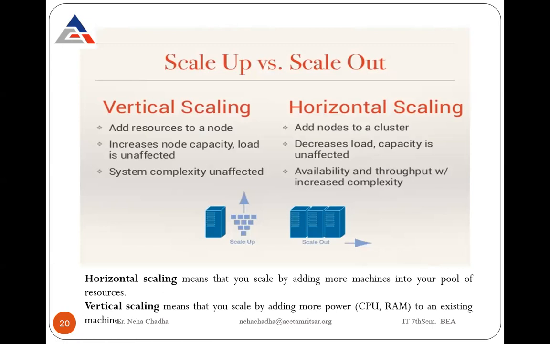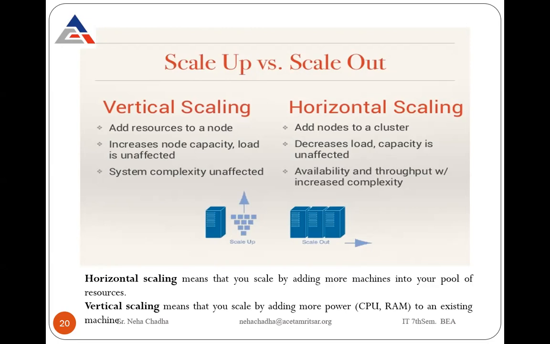Horizontal scaling is adding nodes to a cluster. That means the same type of approach is present, but you are adding more systems with the same configuration. One approach is vertical scaling: you are enhancing and adding more configuration in a single system, but in horizontal scaling, you are increasing your number of systems. In vertical scaling, you are increasing node capacity. If you are giving some high-end configuration to a single system, you are increasing the node capacity, but load is unaffected. When you are adding more systems, your load will decrease because it will be scattered among all the nodes or all the systems.